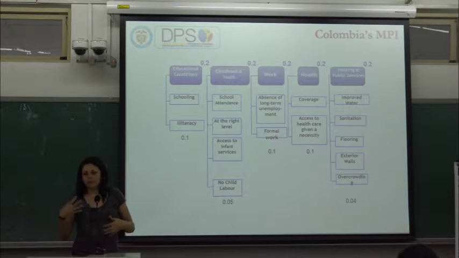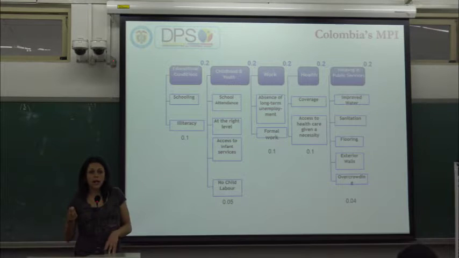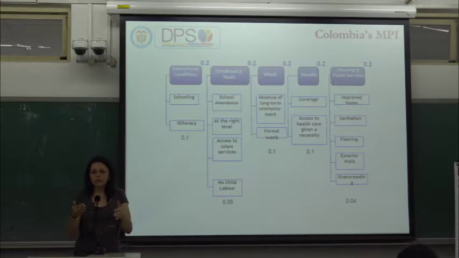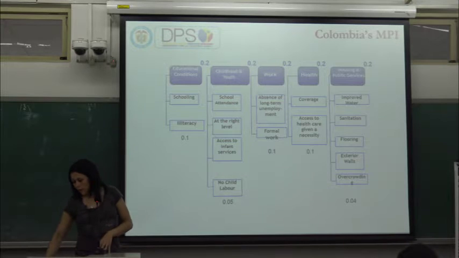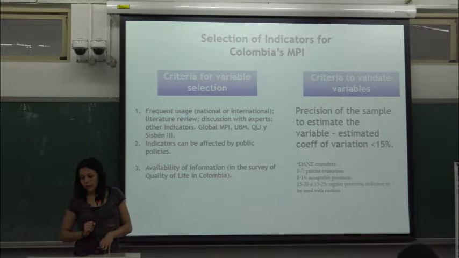If you remember, Sabine explained why they took this decision. It was more an ethical decision. It was a normative decision, and also because most of the public policies in Colombia are aimed to reduce poverty at the household level. So they don't go to the person, they go to the household. So it was logical to have this as the level of analysis.